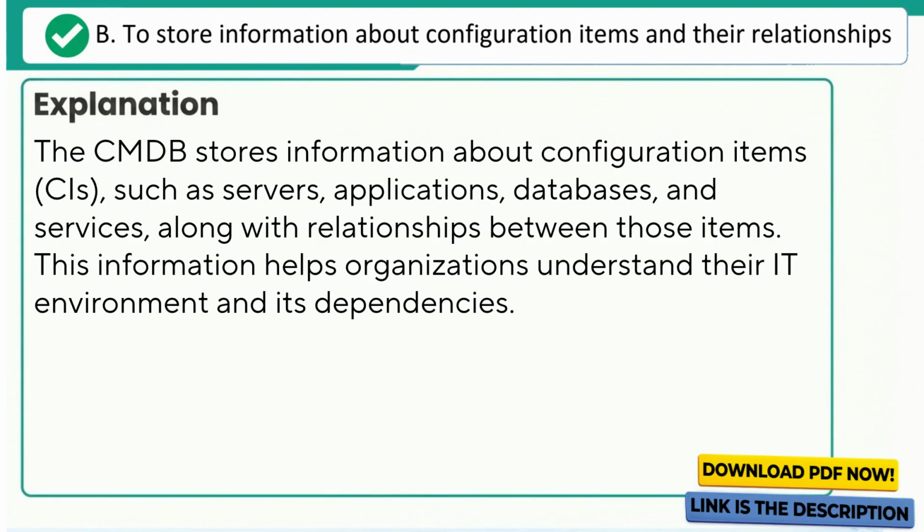Explanation. The CMDB stores information about configuration items, CIs, such as servers, applications, databases, and services, along with relationships between those items. This information helps organizations understand their IT environment and its dependencies.